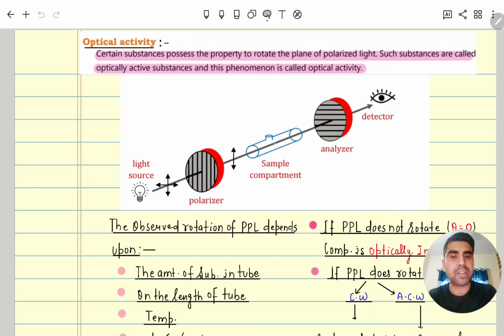And now this PPL light is passing to a long glass discharge tube in which an organic solution is filled. When this PPL light passes and, without being deflected, comes out on the screen analyzer, then that organic compound is optically inactive, meaning it will not show optical isomerism. But if the light is deflected clockwise or anti-clockwise by some angle theta, which will be analyzed on the analyzer, then that compound is optically active. Let's see this through a video illustration.